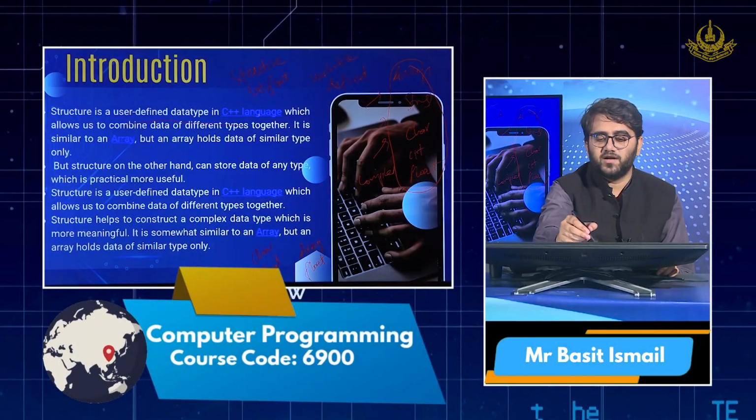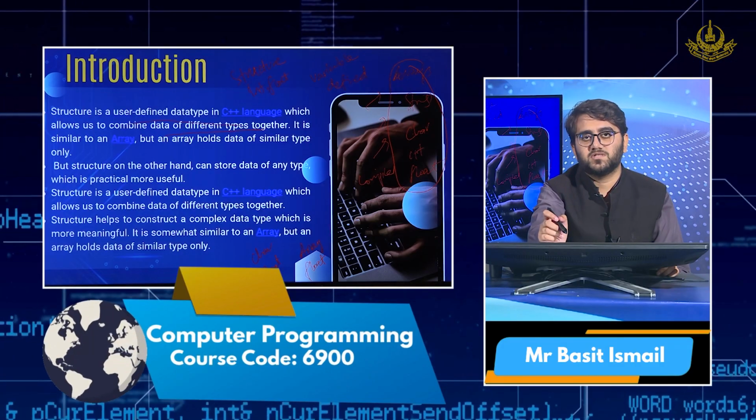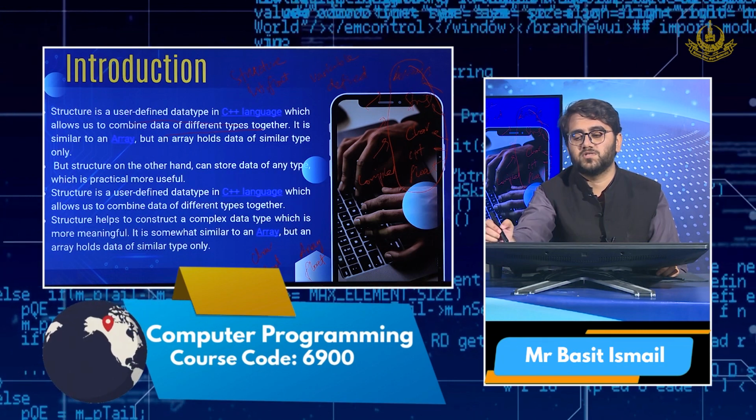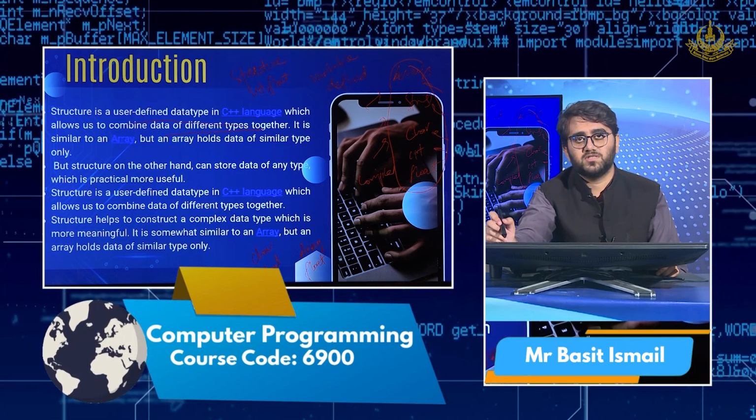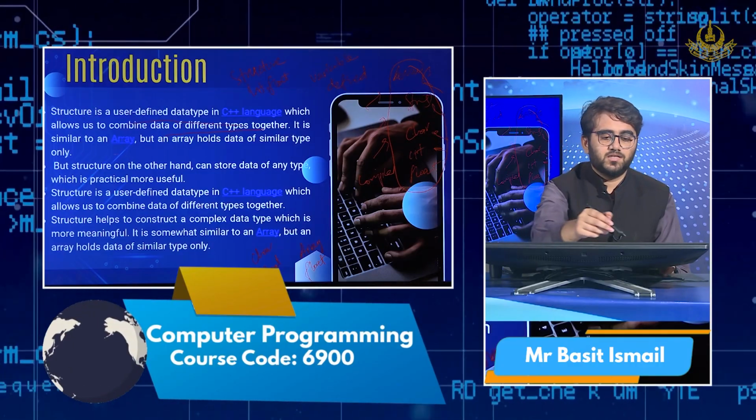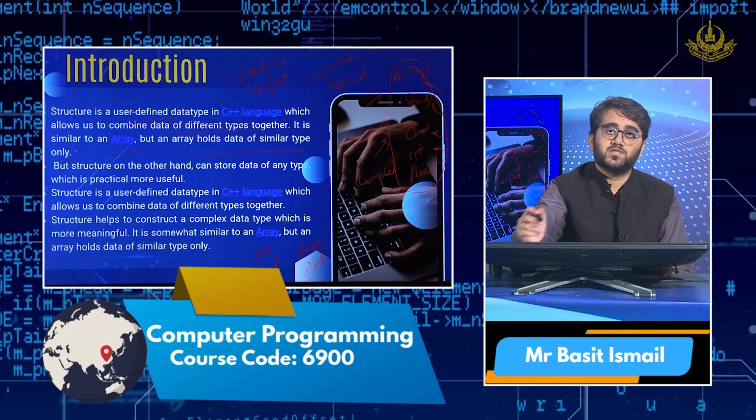Structure is a user defined data type in computer programming which allows us to combine data of different types, which I have just explained. You can combine all of these in different sequences, different numbers and different combinations to create a new data type. It is similar to an array, but an array holds data of similar type only. So it is similar to an array.